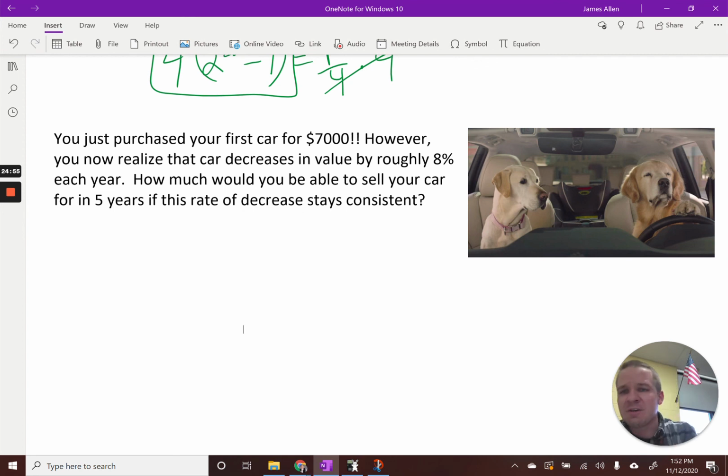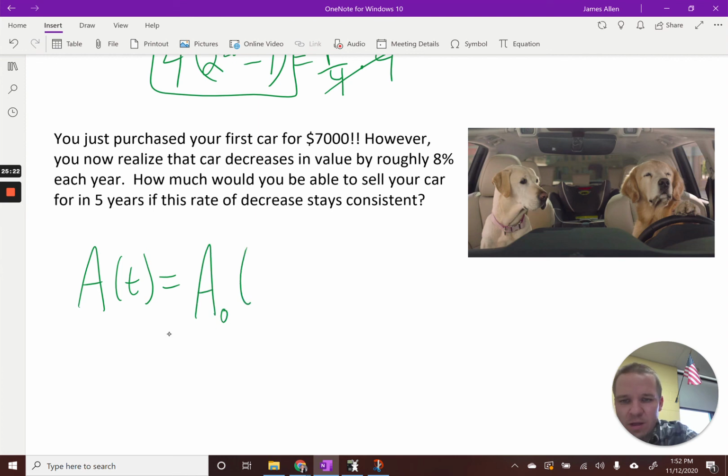When you drive the car off the lot, it's decreasing in value as you go, right? Your cars don't increase in value as you drive them because you're using them more, generally speaking. Classic cars set aside. How much would you be able to sell your car for in 5 years if this rate of decrease stays consistent? So what formula are we using from that initial set of formulas? Well, I had this A of T is equal to A naught times 1 plus or minus the rate raised to the amount of time. Okay, so the amount of years in this case. So in this case, when we have this plus or minus, since it's decreasing, it would be minus.